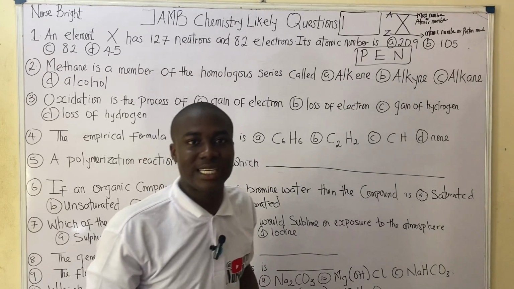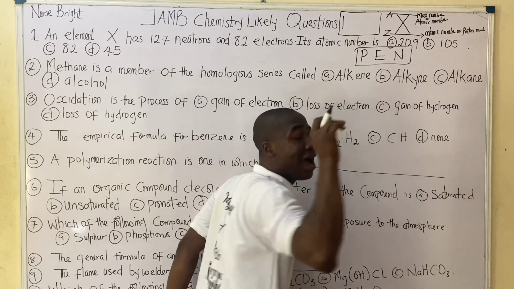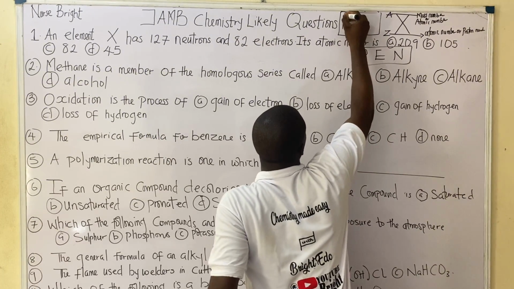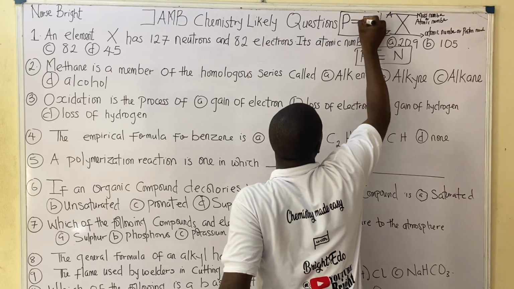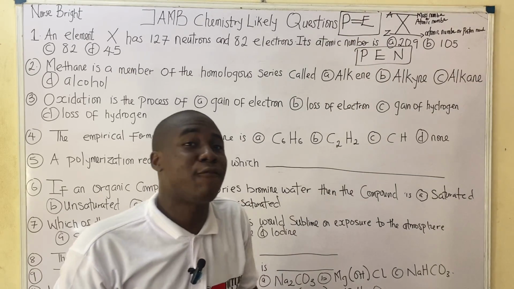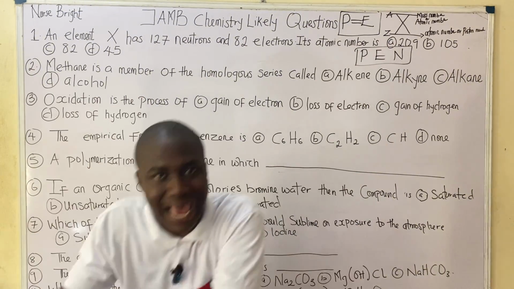Now, this must be noted. For a neutral atom, what's a neutral atom? An atom without a charge. The proton number is the same as what? The electron number. What did I say? For a neutral atom, the proton equals the electron.